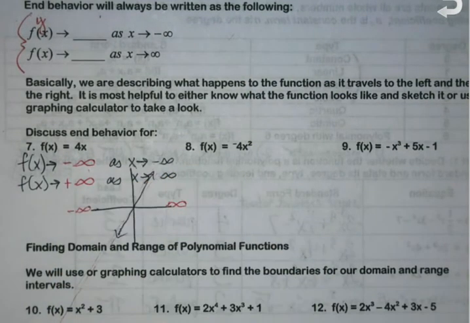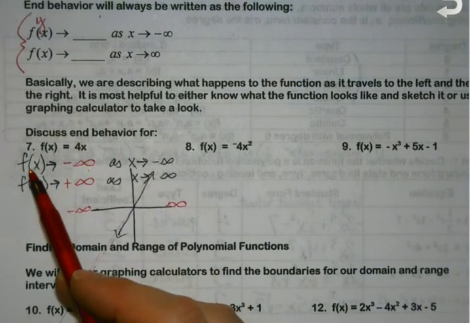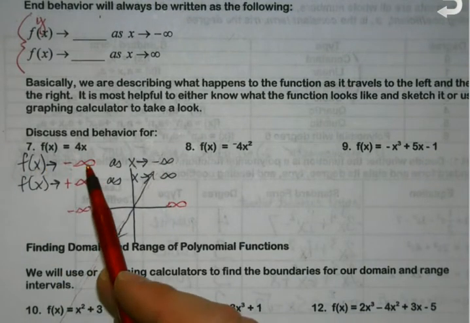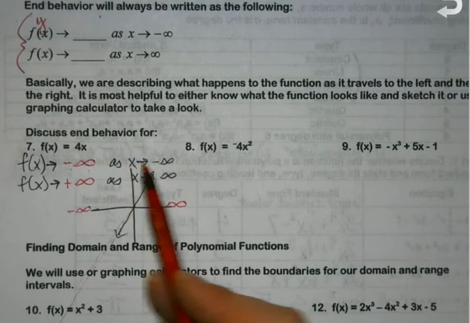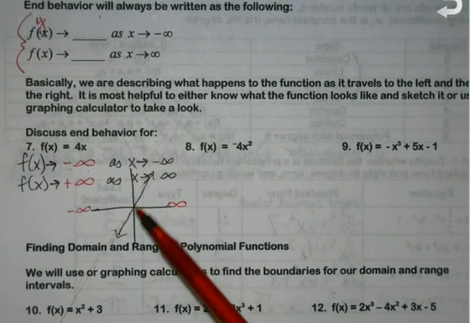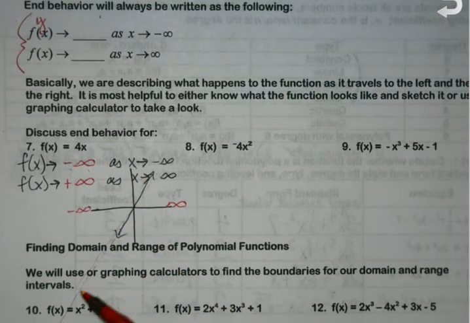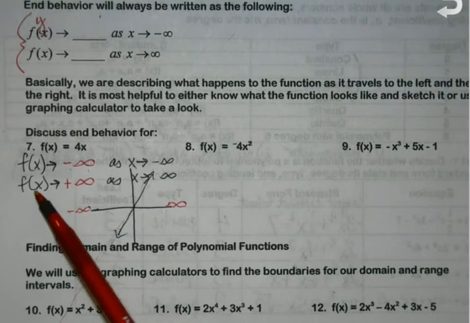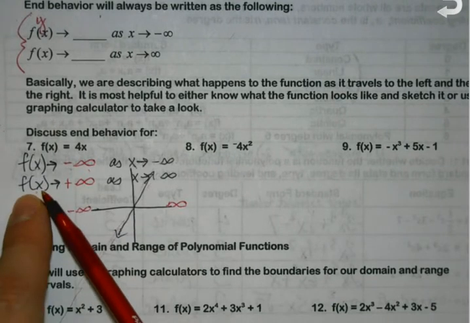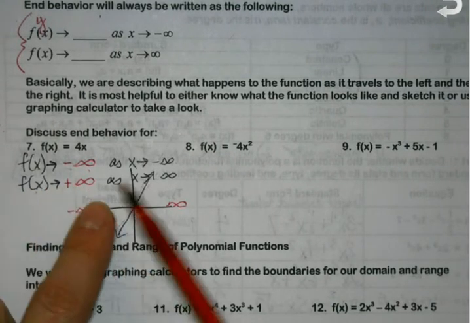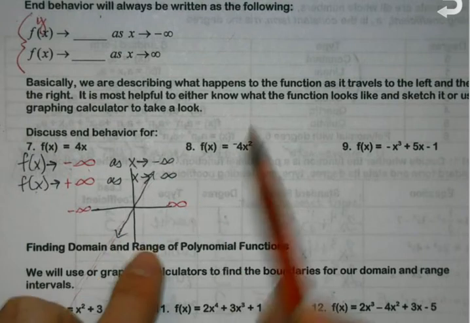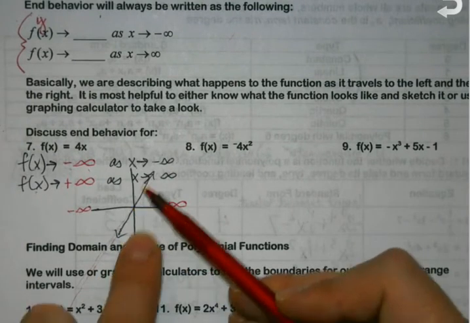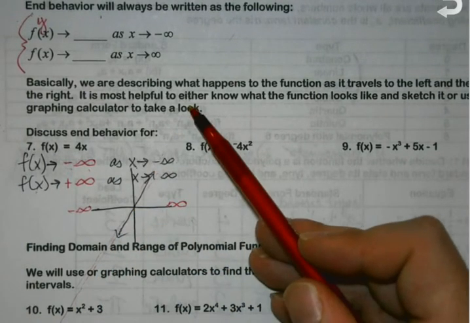So how this would read is, f of x approaches negative infinity as x approaches negative infinity, because as my line goes left, it's also going down. Then this says, f of x approaches positive infinity as x approaches positive infinity. In other words, as my graph goes to the right, it's also going up.